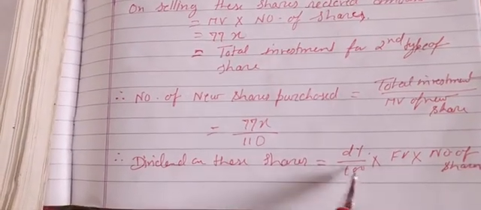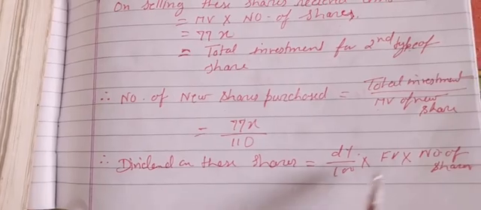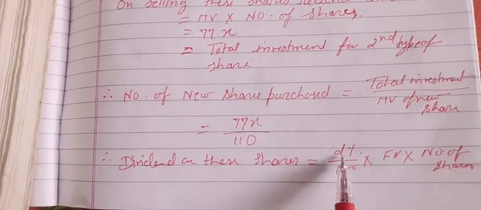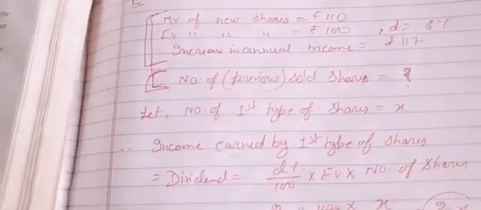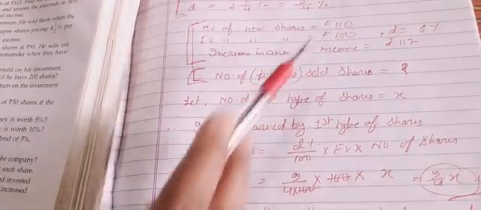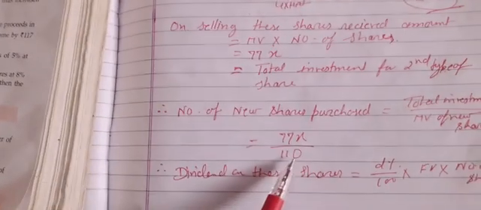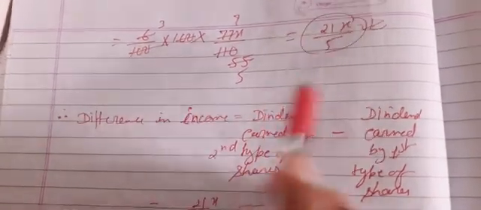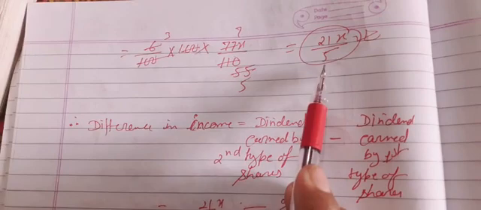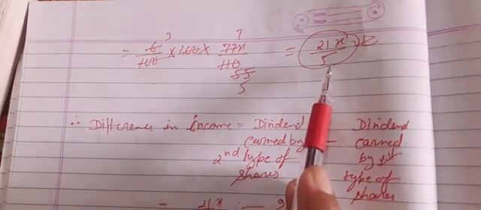So what is the dividend on the second type of share? Again we use the same formula: dividend percent upon 100 into face value into number of shares. I am going to put the values here. In place of dividend percent I will write 6%, in place of face value I will write rupees 100, and in place of number of shares I will write 77x by 110. We just put in all the values, and after cutting we got 21x by 5. So this is the dividend earned by the second share.